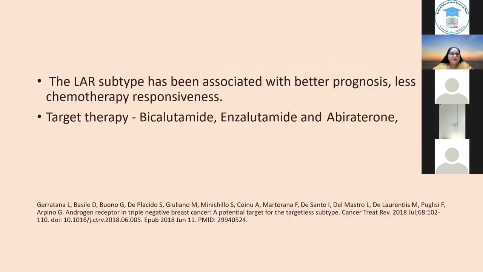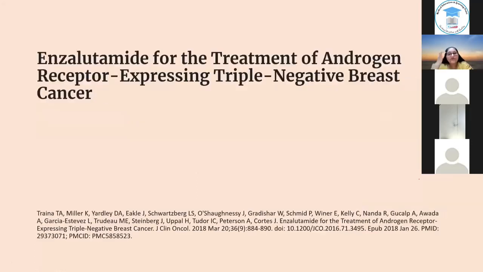It is associated with better prognosis and chemotherapy responsiveness. Why are we talking about AR? Because we have drugs available: bicalutamide, enzalutamide, and abiraterone. Enzalutamide is a very important drug, which is effective for cancer cells of TNBC which are positive for androgen receptor.